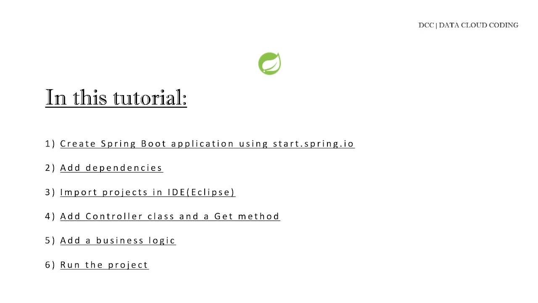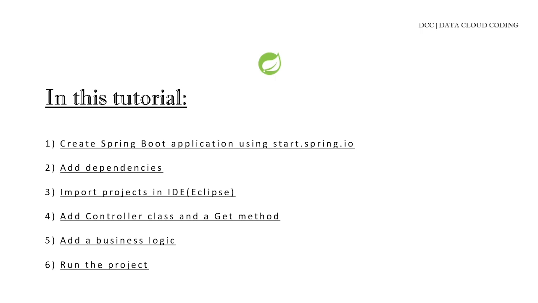So in this tutorial, we'll be covering the following topics. We will create Spring Boot application using start.spring.io. We will add in the required dependencies, and then we will import our project in Eclipse. We'll add the controller class, and we will also add a GetMapping method. We'll provide a simple business logic, not that complex. We will run our application and verify our get method. Okay, so let's just get quickly started.